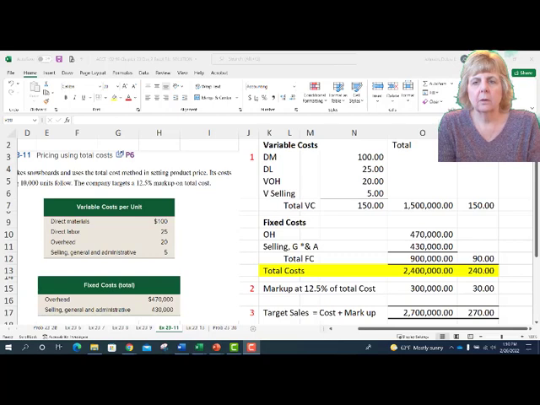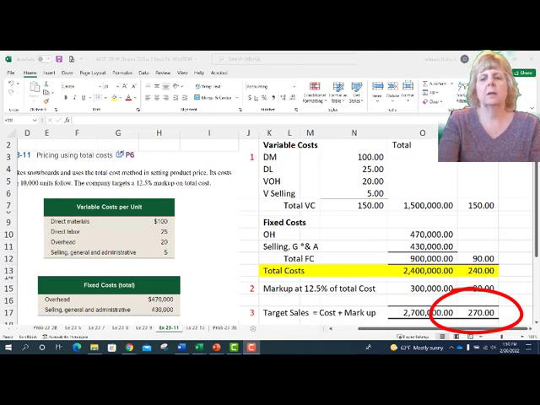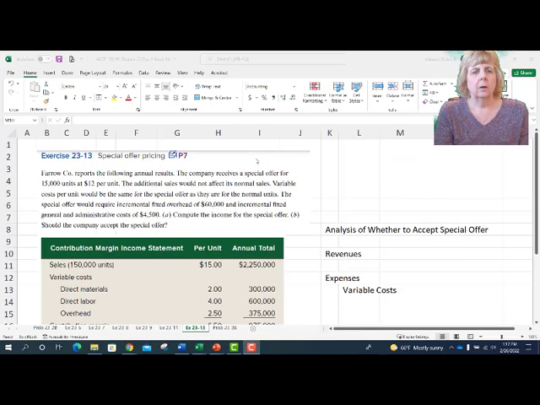Here's the answer. Check it out. I set mine up with showing variable costs first, fixed costs second, adding them up on both a total and per unit basis, and I came up with a target selling price of $270. If you came up with the same thing, it looks like you're on the right track. If not, take a look at my answer, compare it to yours, and as always, reach out for help if you can't resolve any differences.